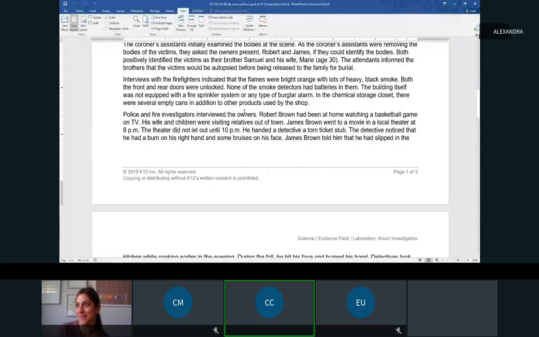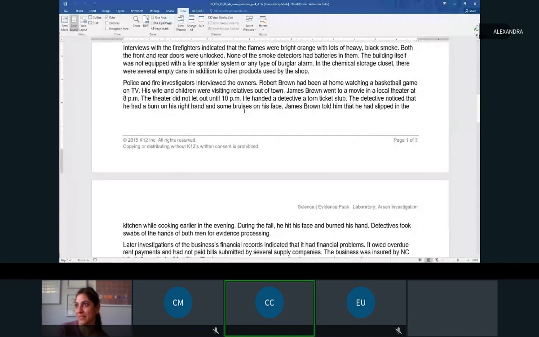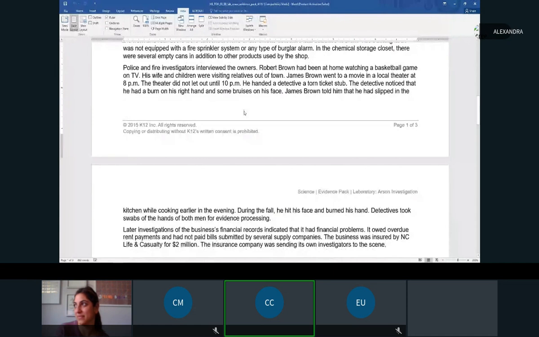Police and fire investigators interviewed the owners. Robert Brown had been at home watching a basketball game on TV. His wife and children were visiting relatives out of town. James Brown went to a movie in a local theater at 8 p.m. The theater did not let out until, I'm sorry, 10 p.m. He handed a detective a torn ticket stub.